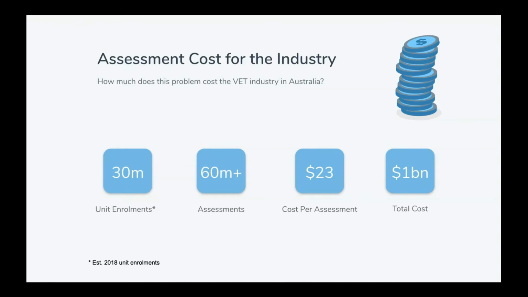The total cost per assessment, and this is a rough industry sort of estimate, is about $23 per assessment when you take into account all of the labor associated with the collation, the printing, the production, the conducting, the time it takes for marking, the verification, the quality assurance. All of those costs go into that figure. It really puts the total cost of assessment at least $1 billion a year.